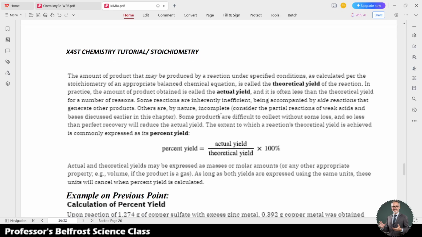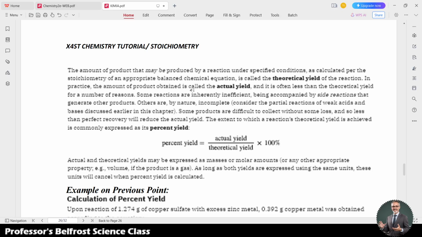Some reactions are inherently inefficient, being accompanied by side reactions that generate other products, and others are by nature incomplete, and some products are difficult to collect without some loss, so less than perfect recovery will reduce actual yields. The extent to which the reaction's theoretical yield is achieved is commonly expressed as percent yield. So this is the percent yield. Percent yield equals actual yield divided by theoretical yield times 100%.